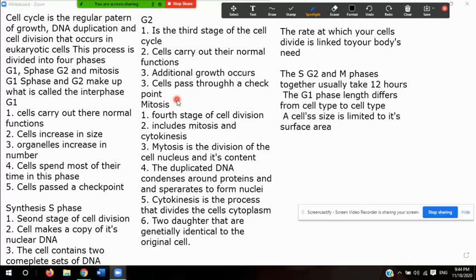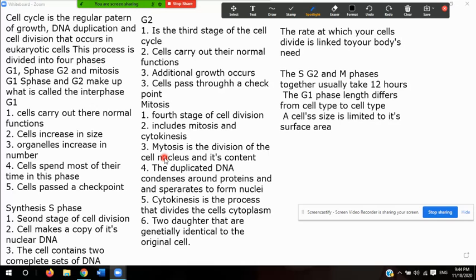After the G2 phase, we have mitosis, which is the fourth stage. A little bit later on in the chapter, we're actually going to talk about mitosis in more detail and talk about most of the phases that occur in mitosis. So mitosis is the fourth stage of cell division, and it includes two phases within itself. One of them is mitosis, and the other one is cytokinesis.